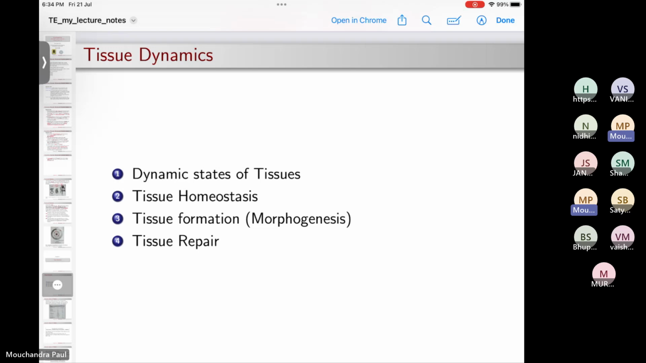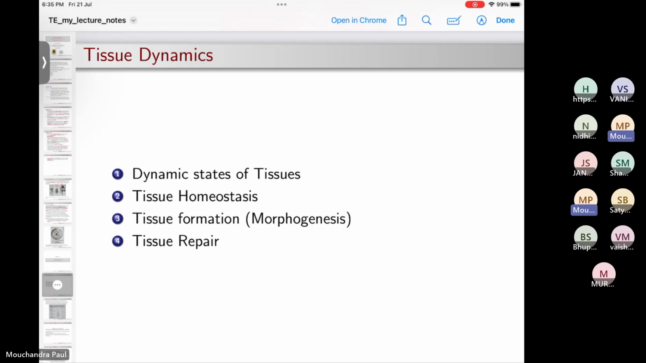One is tissue homeostasis. Although the word homeostasis corresponds to steady state, this steady state is not a static one. It changes with time. That is why it's a dynamic steady state. It takes time to reach a steady state, and then again that steady state can be something else. So steady state 1, steady state 2, can be different with changing time. So tissue homeostasis is something we'll study under dynamics.